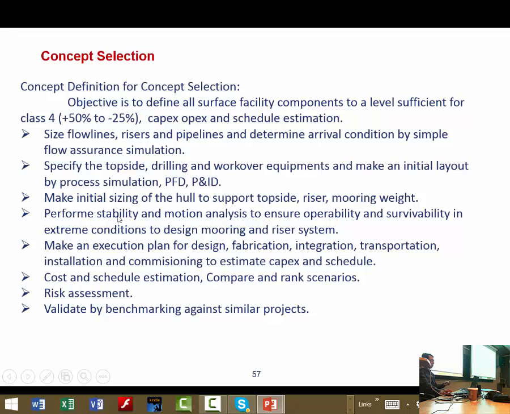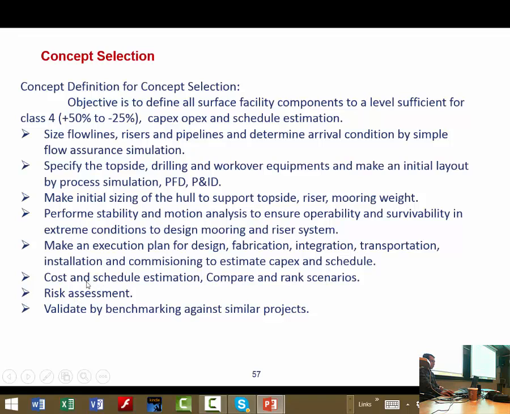And then you make some simple structural analysis. And based on that, you can make an execution plan for design, fabrication, integration, transportation, installation, and commissioning to estimate CapEx and schedule. And now you can understand why we have much more accurate cost estimation in this phase. Because in previous phase, you don't know exact weight of hull, so you cannot make any execution plan. And what you make is mainly based on previous experience or some rough estimation.